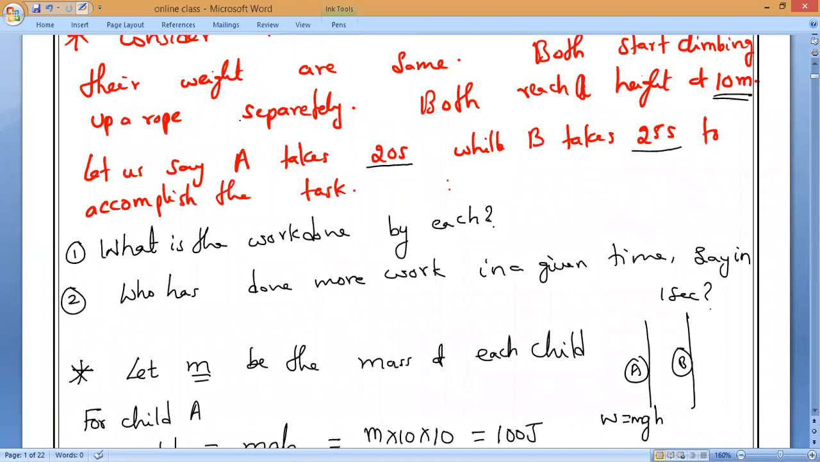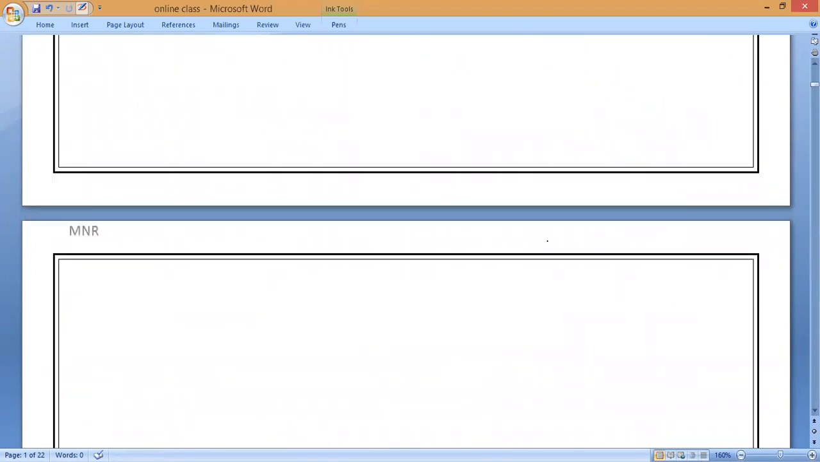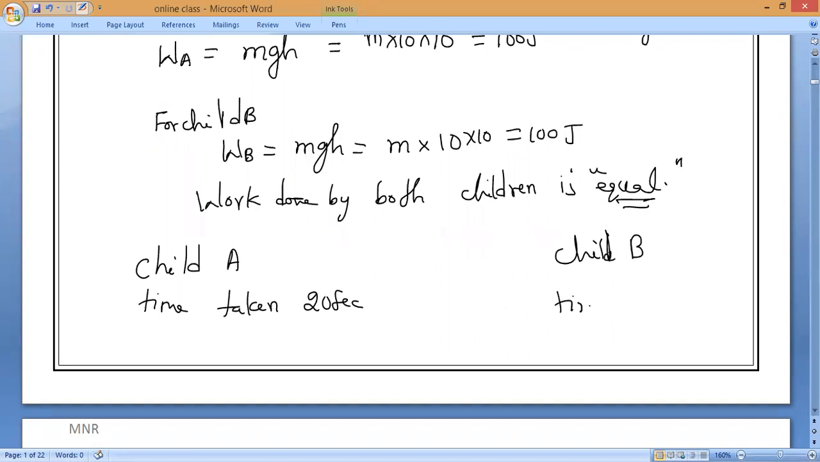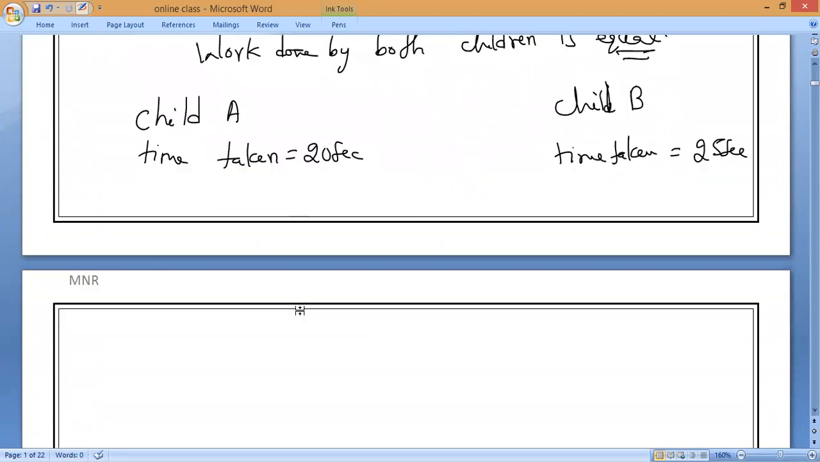That is the question. Who has done more work in a given time, say in 1 second? The time taken to complete the work by child A is equal to 20 seconds, and child B's time taken is equal to 25 seconds. Now, you want to find work done per unit time.